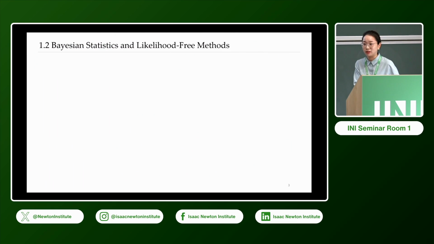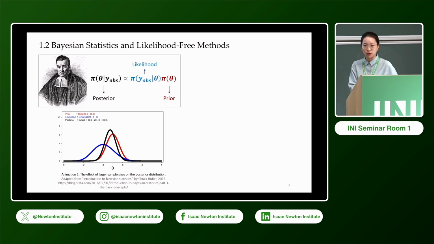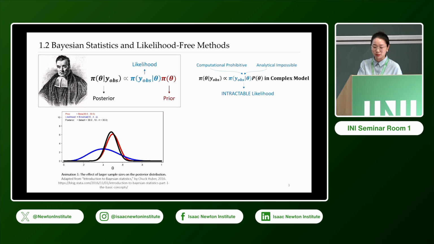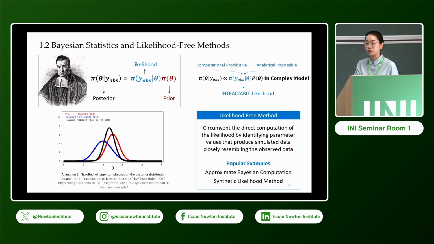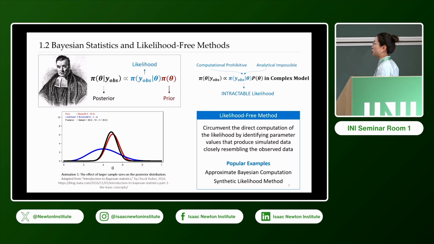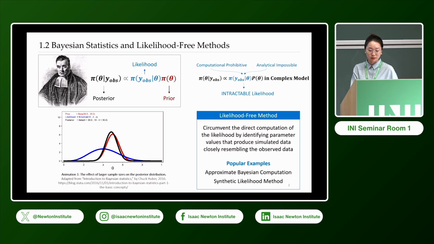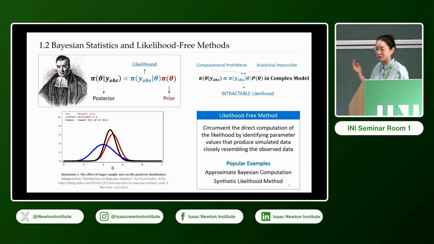This is where computational Bayesian methods come into play, which provide robust tools to tackle this challenge effectively. Under the Bayesian framework, we can derive the posterior distribution by integrating the prior knowledge of the parameters and the likelihood. However, for complex models, the likelihood function is sometimes intractable, because it is computationally prohibitive or analytically impossible. This leads us to use likelihood-free methods. This kind of method circumvents the direct computation of the likelihood by identifying parameter values that produce simulated data closely resembling the observed data. Two popular examples are the approximate Bayesian computation method, which we also call ABC, and the Bayesian synthetic likelihood method. I believe you have heard these 2 terms multiple times these days and wondered how they work. I'm going to talk about them in great detail.